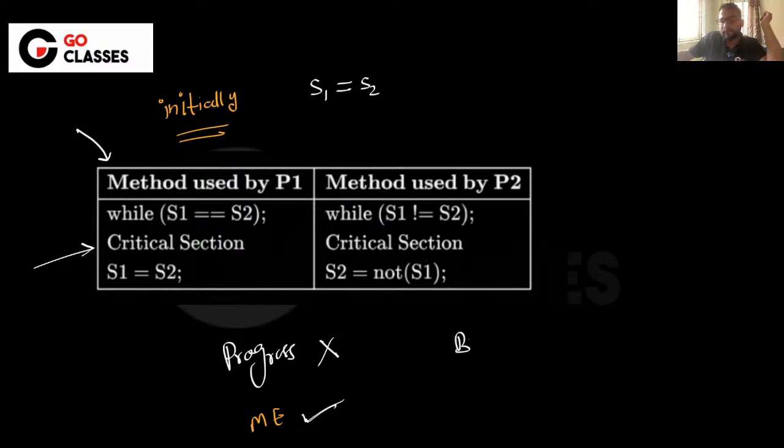What about bounded waiting? Suppose this process is here, and let's check if you can allow the other process. If this process is here, it means S1 must not be equal to S2, which means the other is waiting. Then can it go out, S1 equal to S2, and come again? It cannot come again, because S1 equal to S2 makes this condition true.